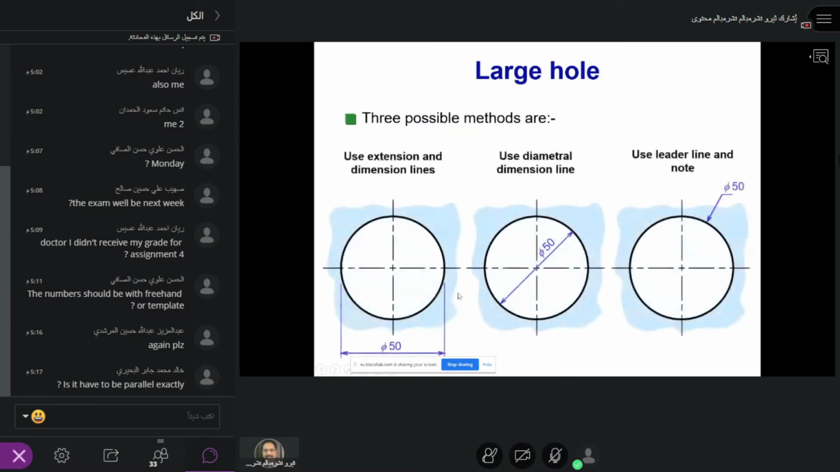Then if it is a large hole, either we put the diameter symbol here. So if I know this is a diameter, it means this is a large hole, or you can use it like this, or with the leader line. Three ways you can extend it, or you can show it here.